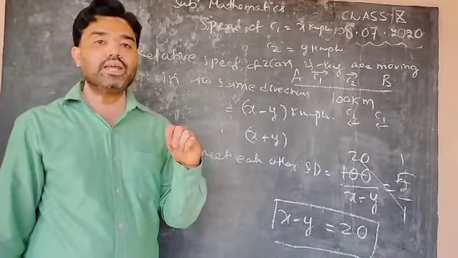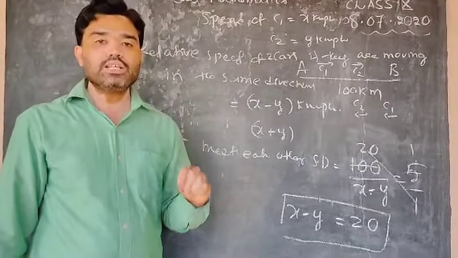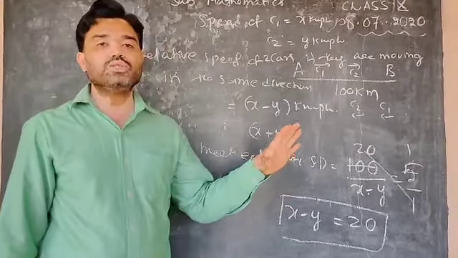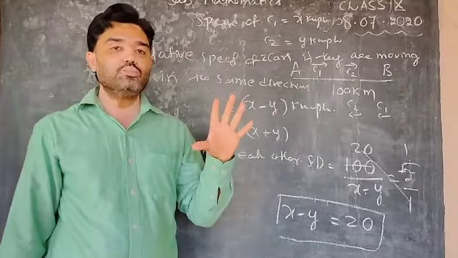Time taken to meet each other if they are moving in the same direction. What will you do? Tell me once again. Distance divided by speed, then you will get the time. So 100 by x minus y is equal to 5. 5 is what here? Time taken to meet each other.